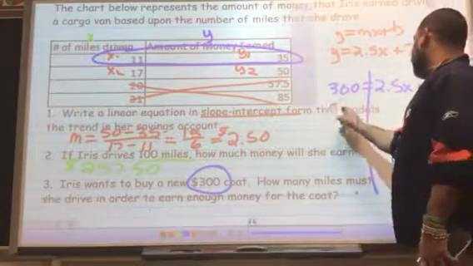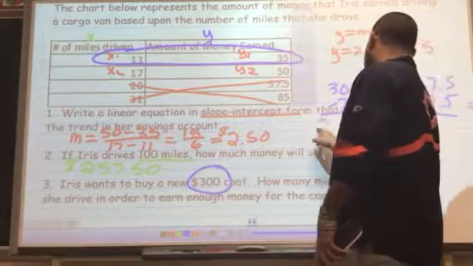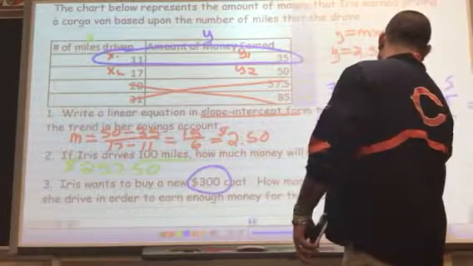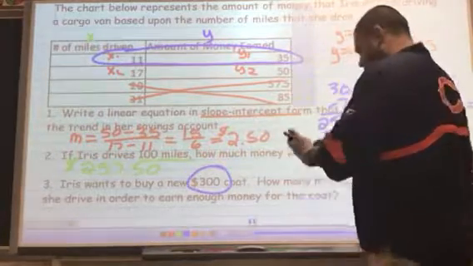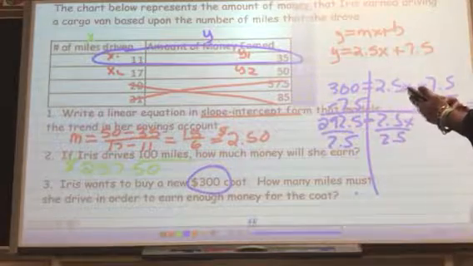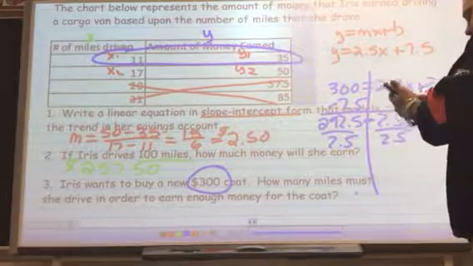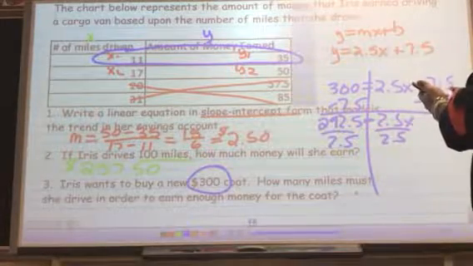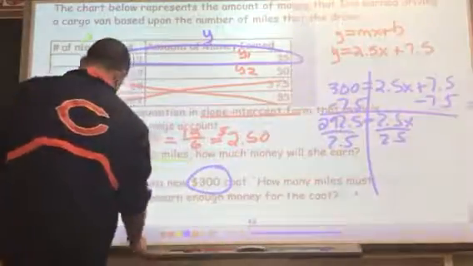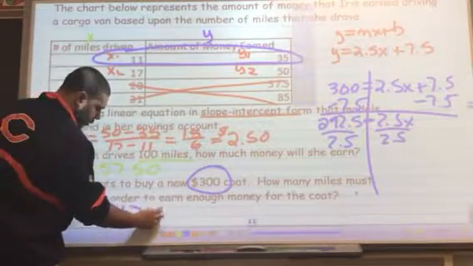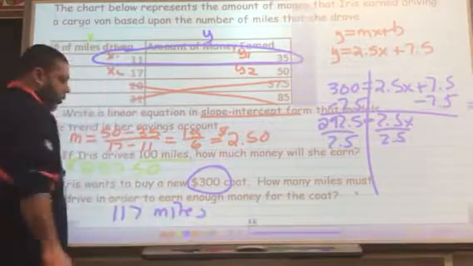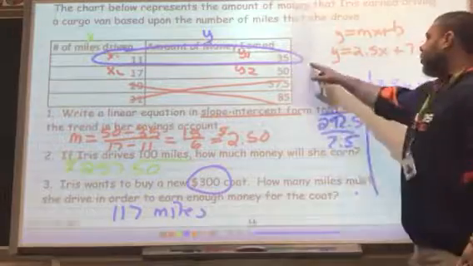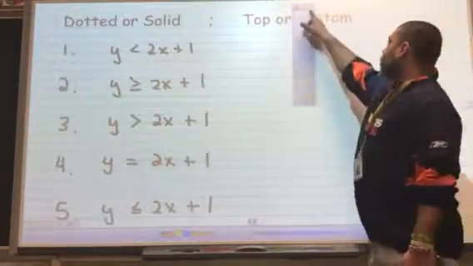So minus 7.5, it's going to be 292.5 equals 2.5x. Divided by 2.5. 292.5 divided by 2.5. Oops, I pushed the wrong button. Is 117. So she would have to drive 117 miles in order to do that. Okay, reminder, these are not going away, so we've got to start being able to get through them.